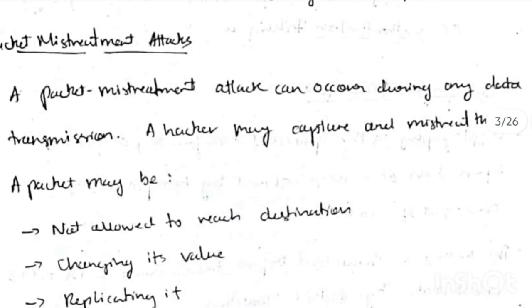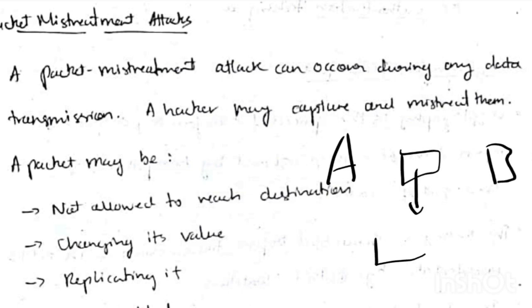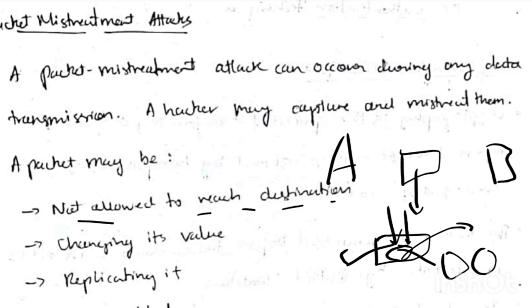And the next one is the packet mistreatment attack. Packet mistreatment means if person A is sending person B a packet with information in it, and the hacker gets the packet in between. At that time he can change the information, or if he forwards the packet, he can add some other values and modify it before sending, or he can add a virus to it, or he can duplicate the packets and send them multiple times to the same person. Or he may choose not to send it at all, meaning he does not allow the packet to reach the destination. So these things can happen in the packet mistreatment attack.